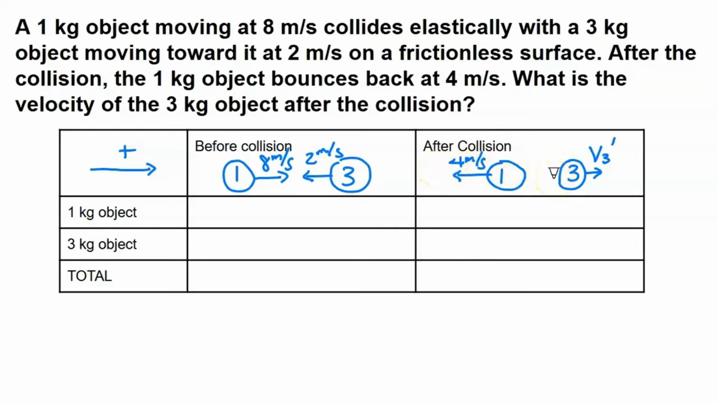And object 3 is going to be moving, I'm going to say, to the right. If not, then I will change this picture to the left. If my answer is positive, it means it's moving to the right. If my answer is negative, it means it's moving to the left.